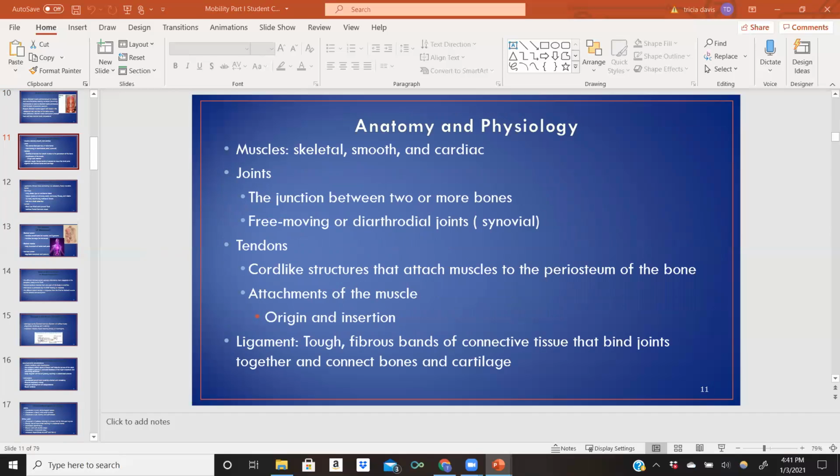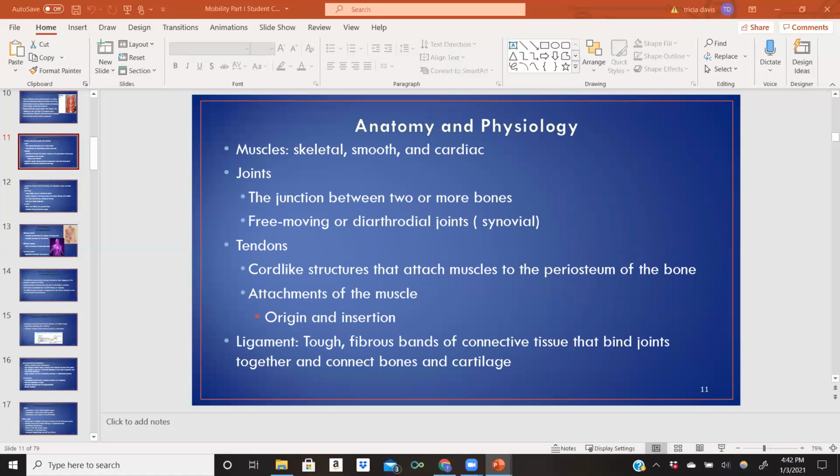Anatomy and physiology. Your muscles again, you've got the skeletal, the smooth, and the cardiac. You have joints, which are the junction between 2 or more bones. Freely movable or diarthrodial joints, also called synovial. You have tendons, which are cord-like structures that attach muscles to the bone. You have attachments of muscle.